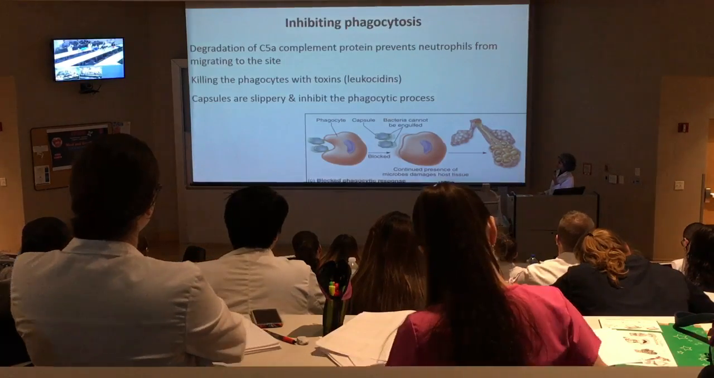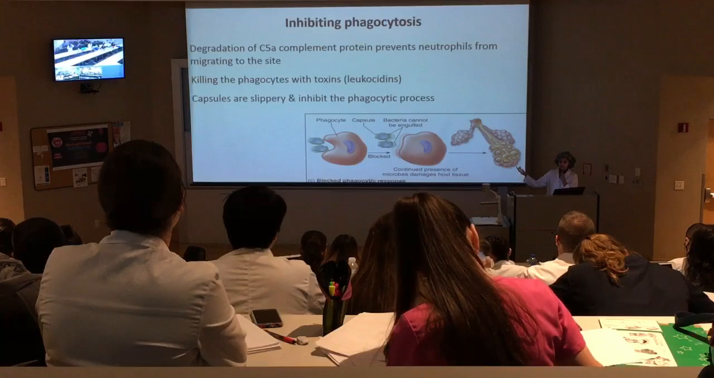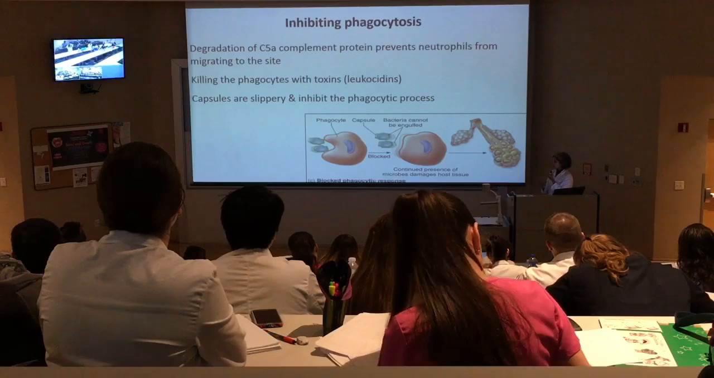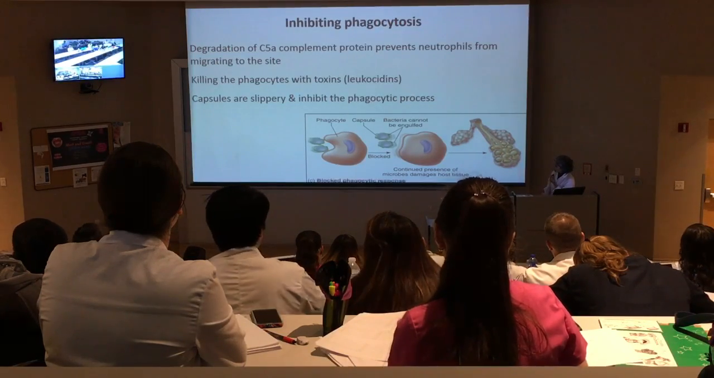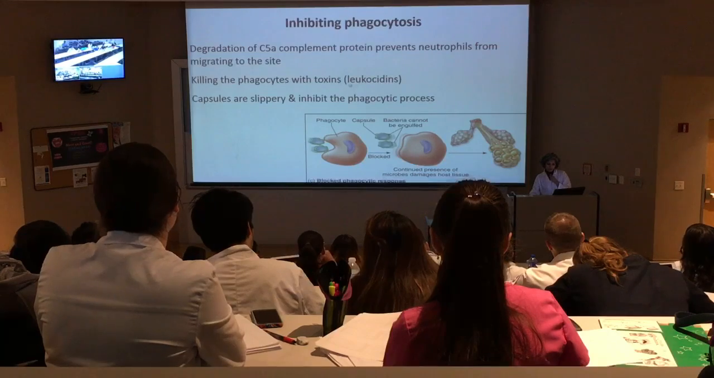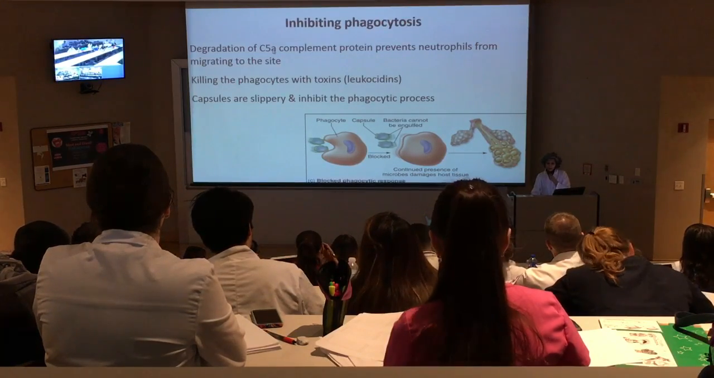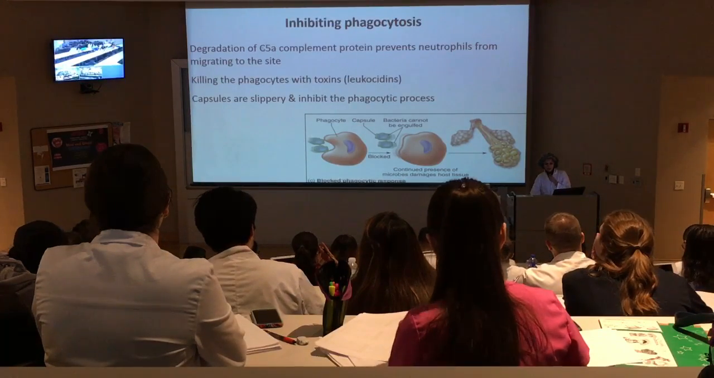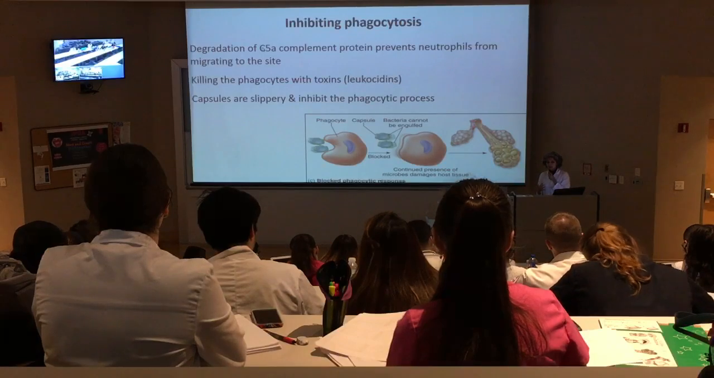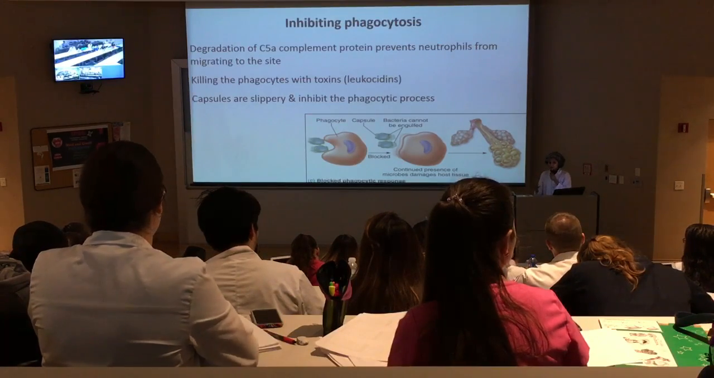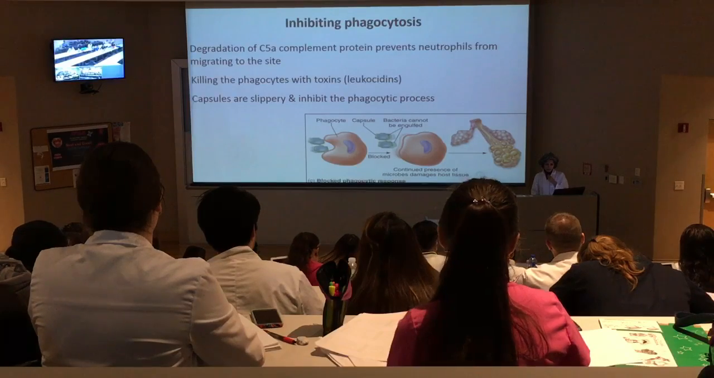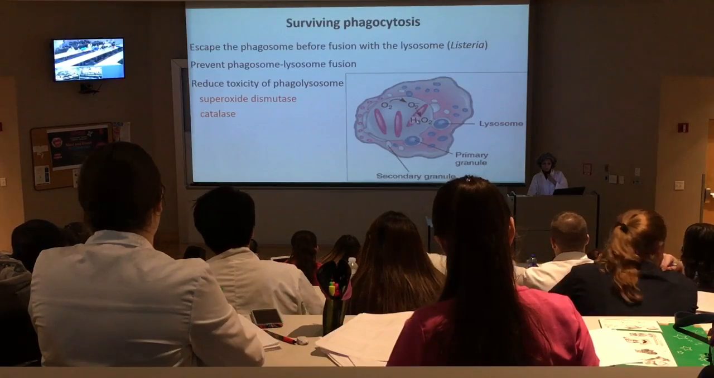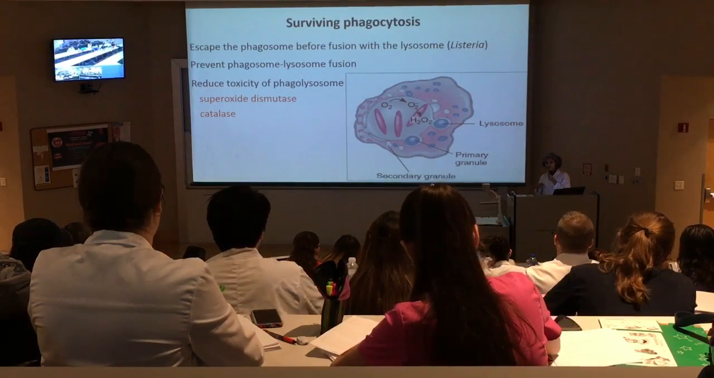There are some that will help inhibit phagocytosis, for instance, capsules. They're slippery and won't even allow the phagocyte to engulf the bacteria that have capsules. There are others that will kill the phagocytes with toxins. There are some that degrade the complement protein. This particular protein will signal neutrophils and make them come to the site of injury, but if you cleave it, then it's not going to do that. So there are several different ways bacteria can do this, right? Some will escape the phagosome before it even fuses with the lysosome. This is Listeria.